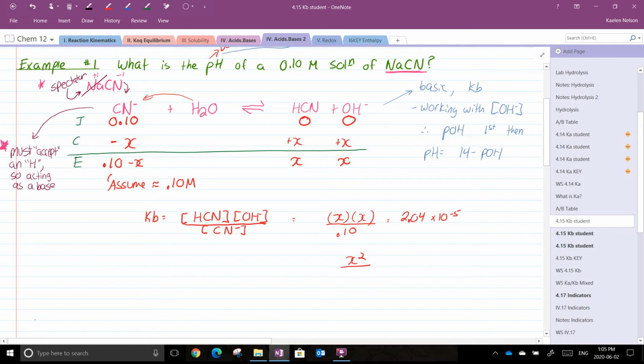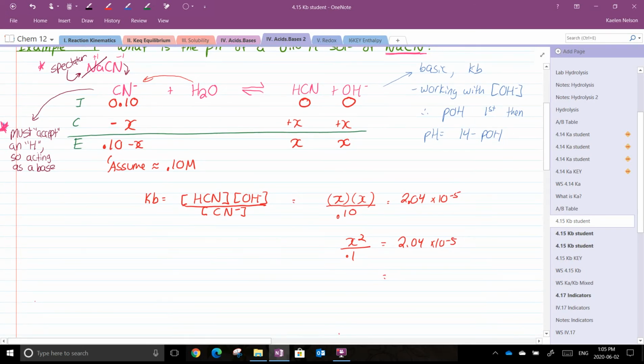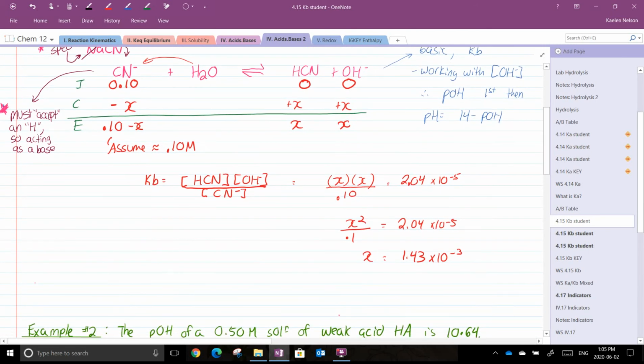I have carried one extra sig fig. So then I'm going to do x squared over 0.1 equals 2.04 times 10 to the minus 5. I'm going to multiply by 0.1, then I'm going to take the root. Don't forget to take the root on this one. And as an answer, you should have x equals 1.43 times 10 to the negative 3. And again, I'm still carrying around that one extra sig fig because I'm going to need to use this to calculate pOH. So that is my OH minus calculation. So I've done that first. I'm just going to label this here as my step 1. And now I need step 2.